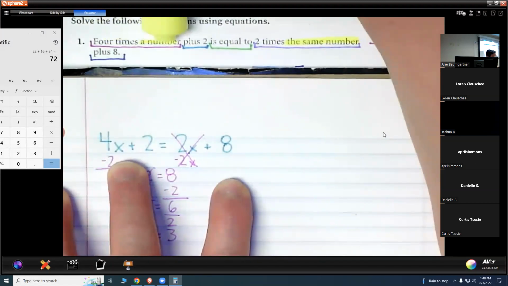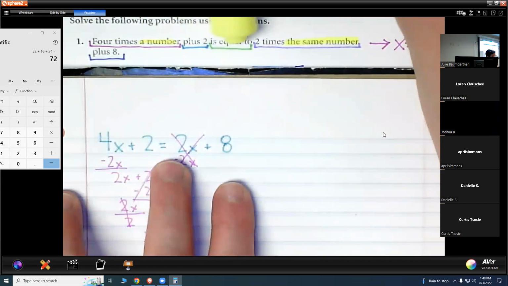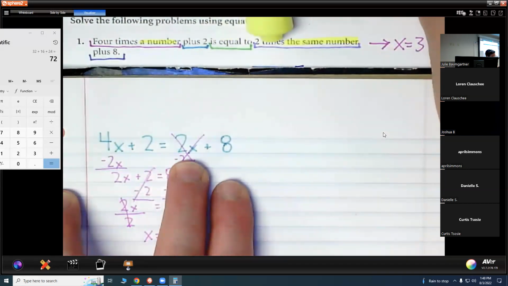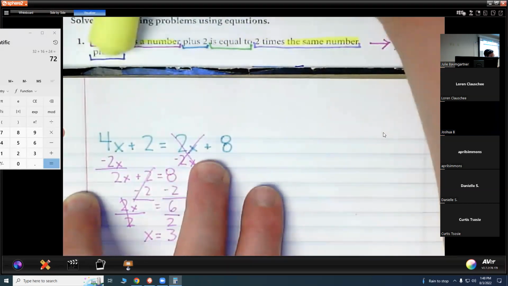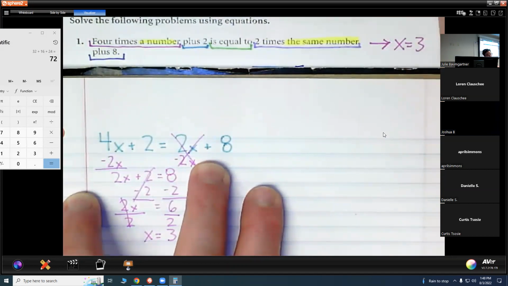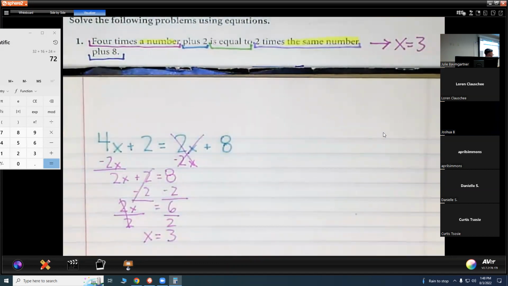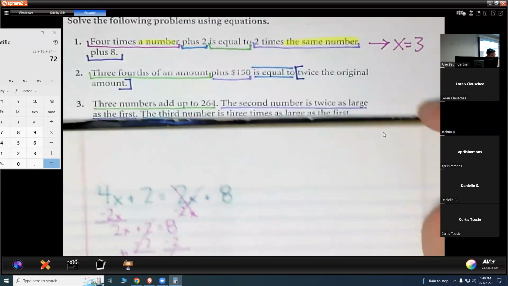But really, I'm just pretty much straight up reading the sentence. 4 times a number plus 2 is equal to 2 times the same number plus 8. Yeah, it always does, unfortunately. And it just makes sense all the way.